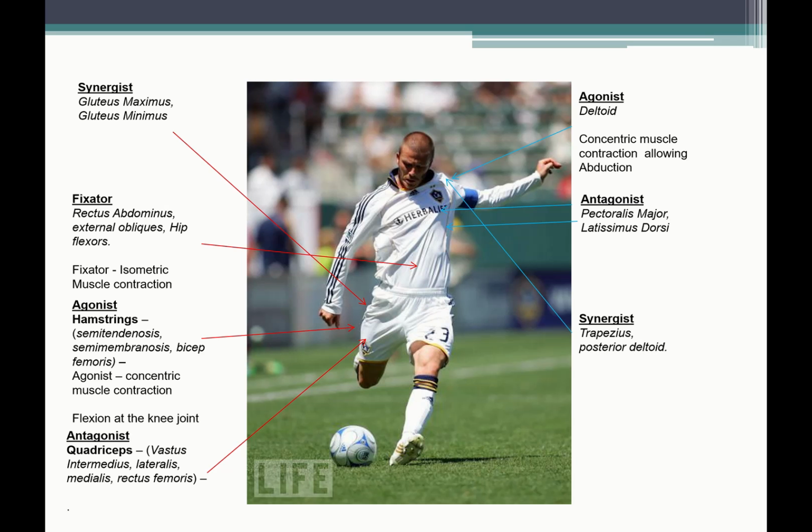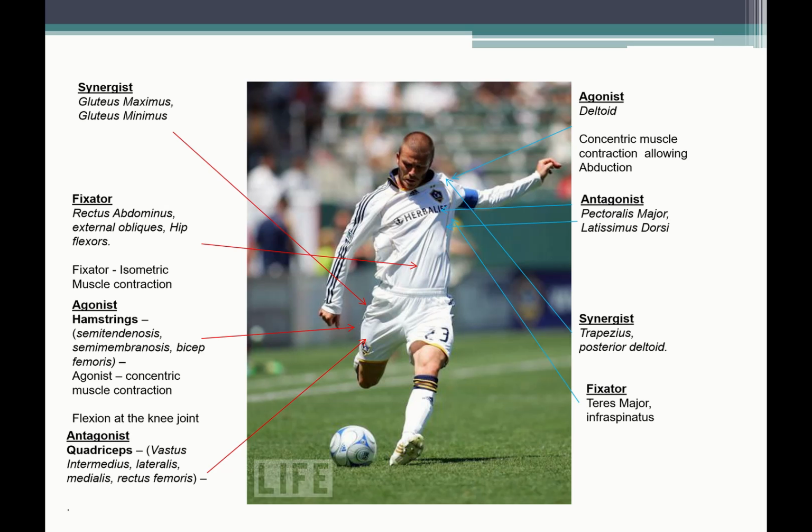The synergist, helping the deltoid to abduct the shoulder, is the trapezius, and also of course we've got three different parts to the deltoid. We've got the posterior, anterior and middle deltoid. So the synergist here is going to be the trapezius, and if we want to get really technical, we can identify the posterior deltoid as one of the synergists.